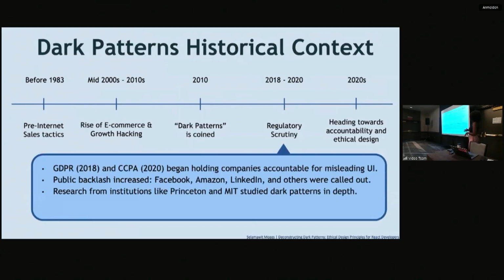Now we're heading into 2018 to 2020. That's when regulatory scrutiny played into this, and the GDPR and CCPA began holding companies accountable for misleading UI. We also had public backlash increase across all these different companies, and they were being called out. And lastly, research from institutions like Princeton and MIT started studying dark patterns in depth.